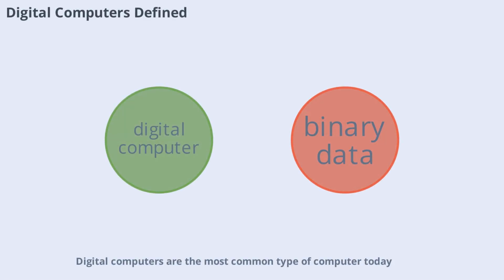Digital computers are the most common type of computer today. They process information in discrete steps using binary code, ones and zeros, to represent data. This approach allows for high accuracy, easy storage, and powerful processing capabilities. Digital computers can be found in everything from smartphones to supercomputers, making them an essential part of modern life.